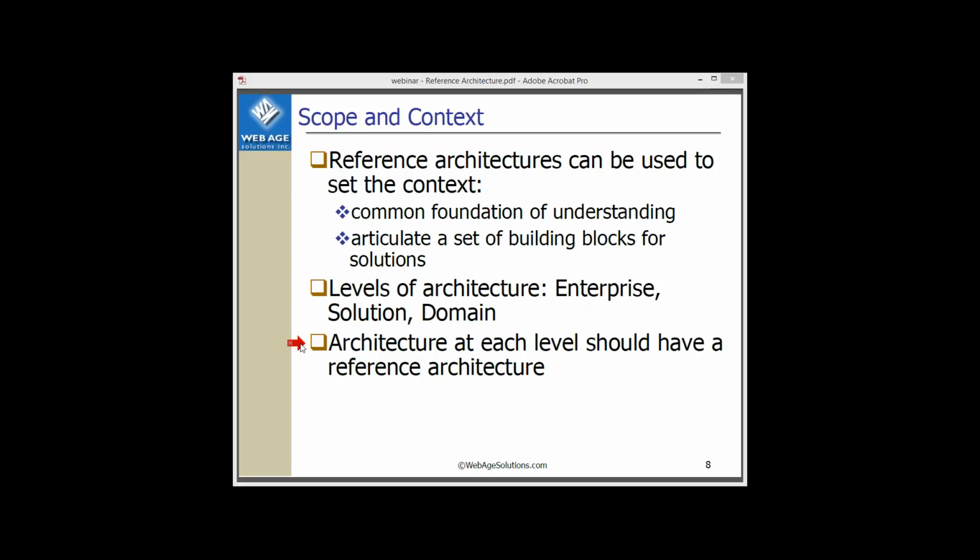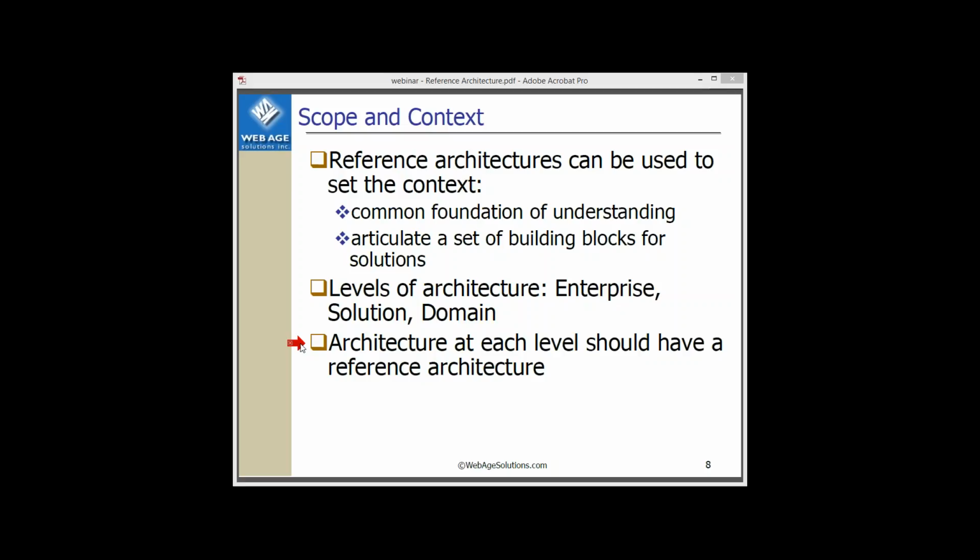Ideally, you should have reference architecture available for all levels that you're going to be working at. But of course, you don't always have the luxury of having a fully developed reference architecture at every level or in every domain. So it's really important to at least make an attempt to have a high quality reference architecture established for the level that is most strategically important for the type of project that you're working on.